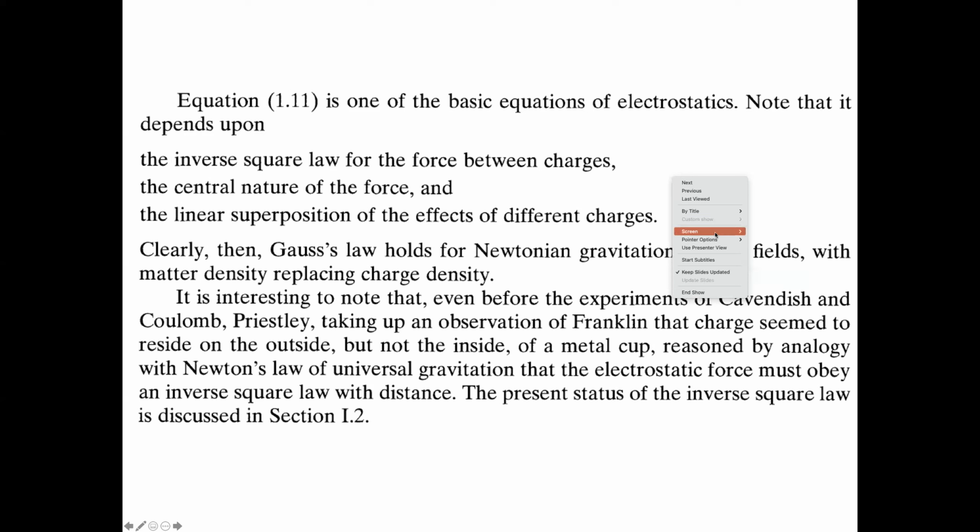Once you have one charge and you want to calculate the E here, then first of all, there is the inverse square relationship between E and the distance. And then the central nature of the force. So it's always pointing from the center, from this charge Q, to this E in this direction, if the charge is positive. If negative, it's pointing the opposite way.